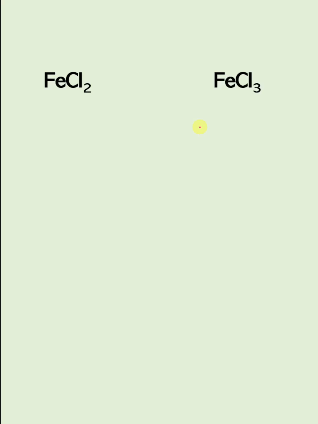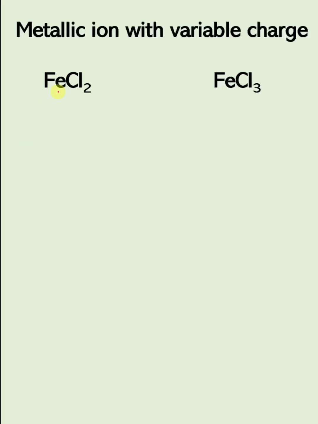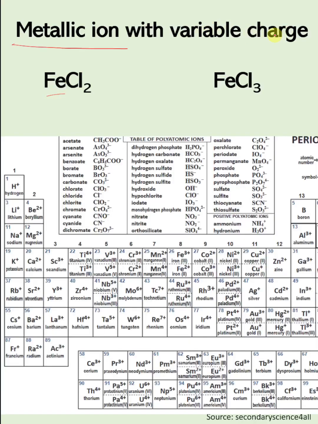Now first, this is caused by the iron here. This metallic ion has a variable charge. If you look at the table, the charge of iron can be either positive 3 or positive 2. So its charge can vary or change depending on how it combines with other elements.